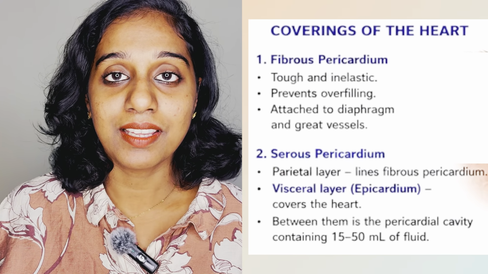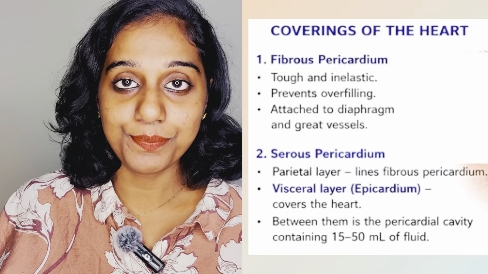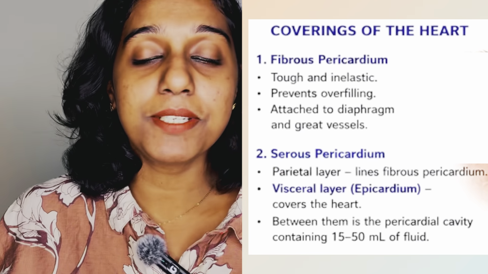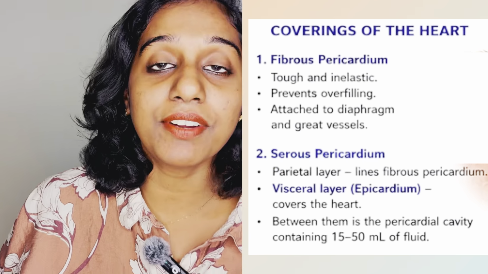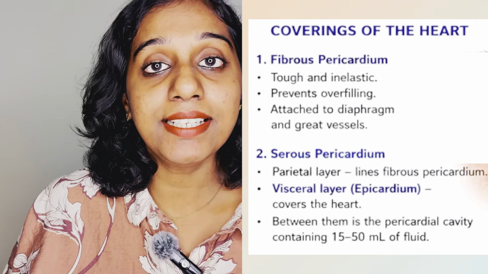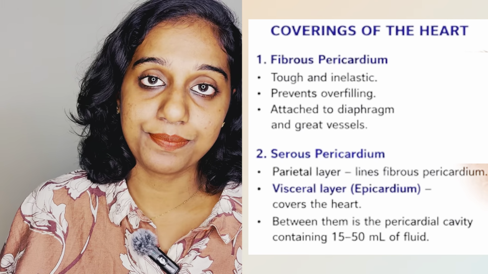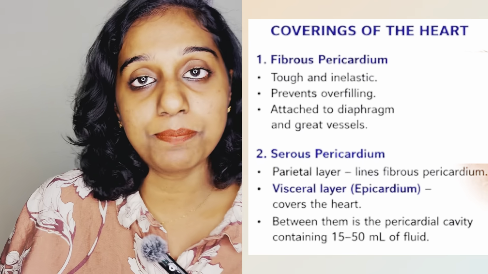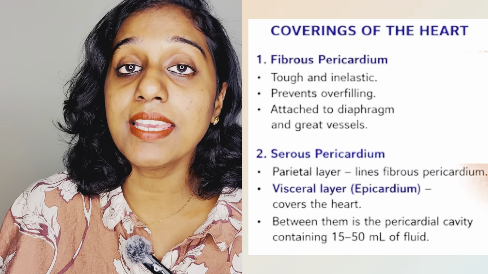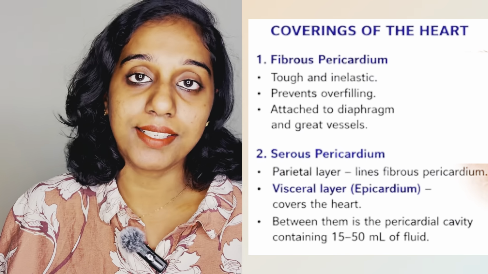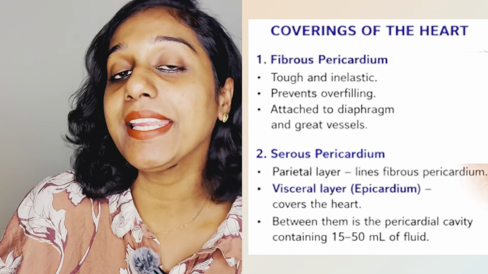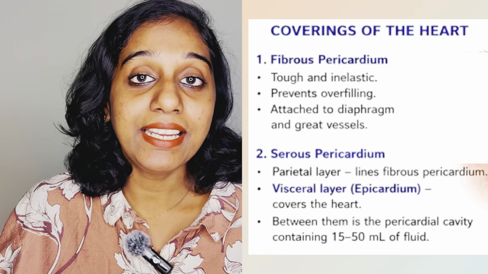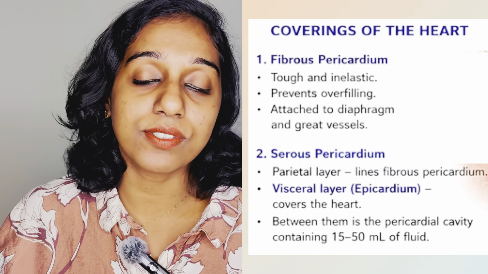Coverings of the heart. Heart is enclosed within the pericardium. There are two types, outer fibrous pericardium and inner serous pericardium. Outer fibrous pericardium has tough connective tissue. It prevents overfilling, attached to diaphragm and great vessels. Inner serous pericardium has two layers. Parietal layer which lines the fibrous pericardium. Visceral layer, which is the epicardium, closely covers the heart. Between both the layers lies the pericardial cavity. Contains 15 to 50 ml lubricating fluid. Clinically, pericardial effusion can compress the heart, causing cardiac tamponade.